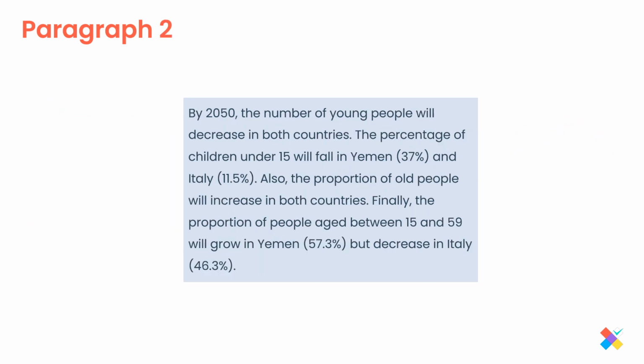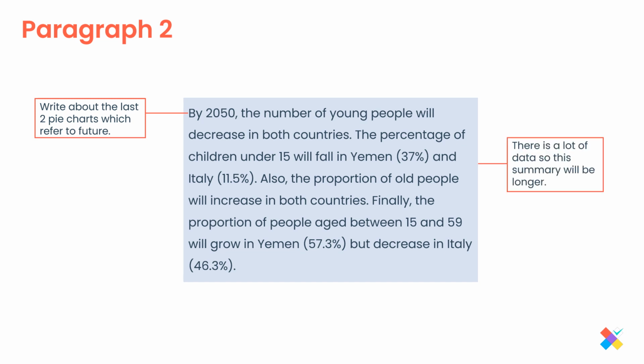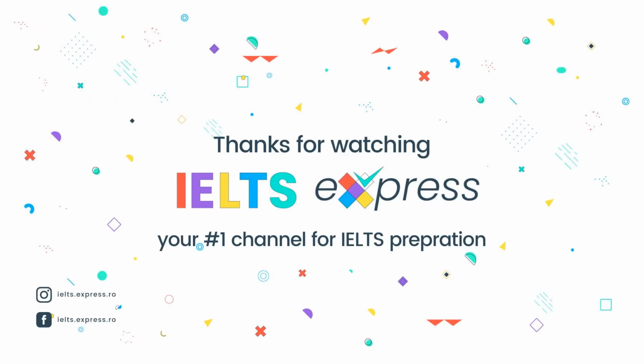Moving on to the second paragraph, obviously I have signposted that I'm going to write about the other 2 pie charts which refer to the future. And again, I have numbers, actually proportions and percentages, to support the ideas. I can also see briefly there are some connective words that will link the ideas one to another. Again, there is a lot of data. So even though the summary will be longer, make sure you don't repeat yourself, or introduce any irrelevant information. Okay? And that would be all.